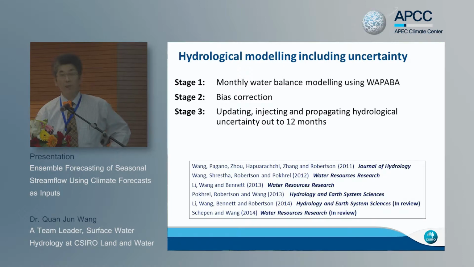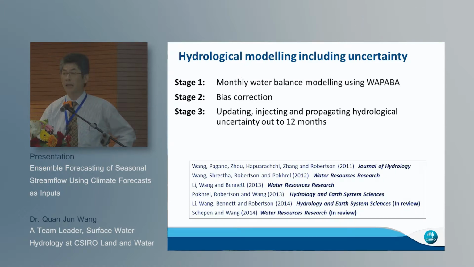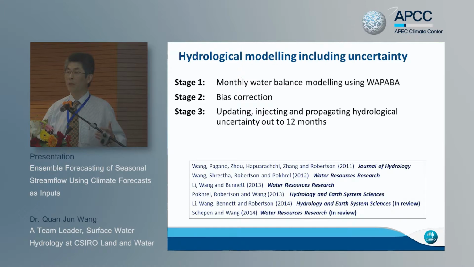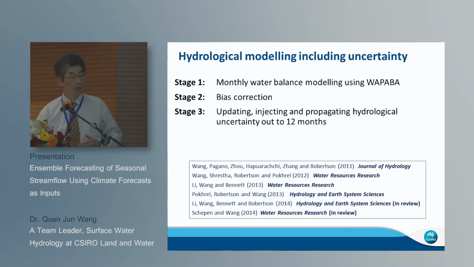And stage three is making use of the latest observed streamflow, so the observed streamflow in the last month, and propagating that information through your forecast. But also, very importantly, is adding the hydrological uncertainty at each lead time and propagating that. So in that way, your overall uncertainty is both the rainfall uncertainty, which we try to get right, but also the hydrological uncertainty. So I'll talk about the need to get the streamflow uncertainty right at the end. So we actually developed a procedure for injecting and propagating that hydrological uncertainty out to 12 months.